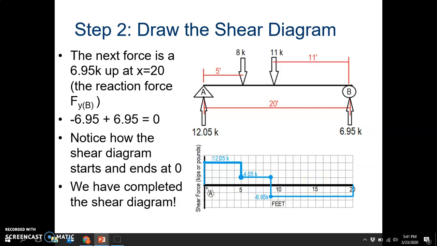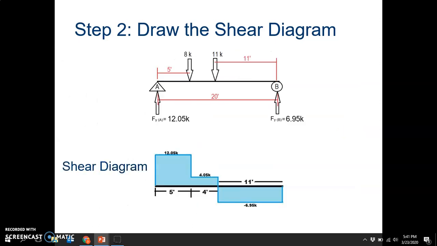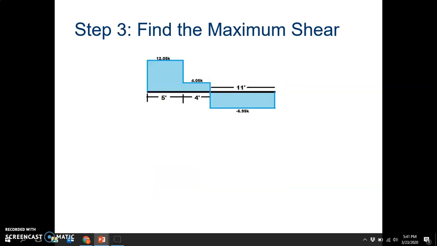So we have completed the shear diagram. Not too bad, right? Here's your shear diagram, just drawn in simple terms without the grid. Again, you don't have to draw the grid when you're doing this by hand. They were only there for reference.